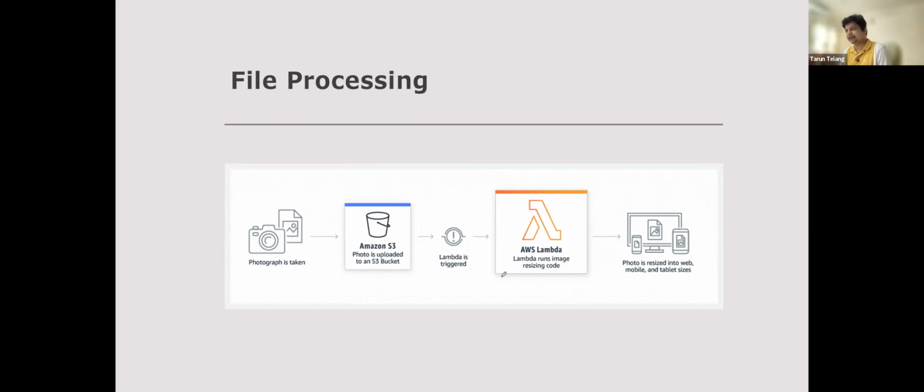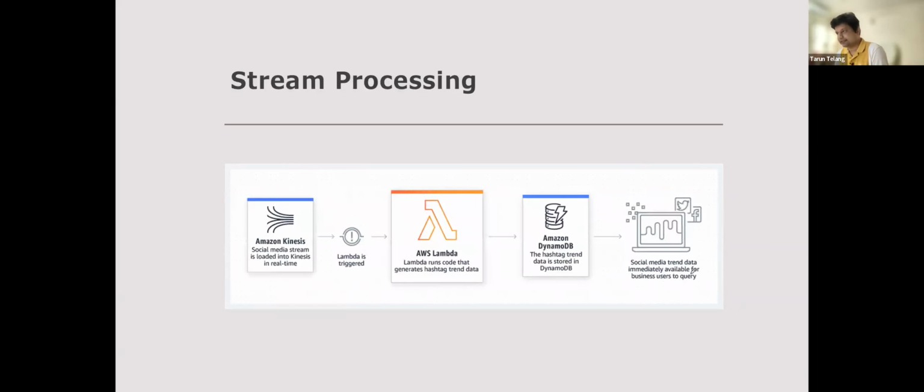So another use case is, for example, if you have a service for file processing, then when you upload a photo, for example, you click a photo and then upload it to Amazon S3 photo storage, this is an event triggered for Lambda, and AWS Lambda can run the code for image resizing and can store these images in different formats suitable for mobile and tablets. So this is a pretty simple use case. I'll move to the next.